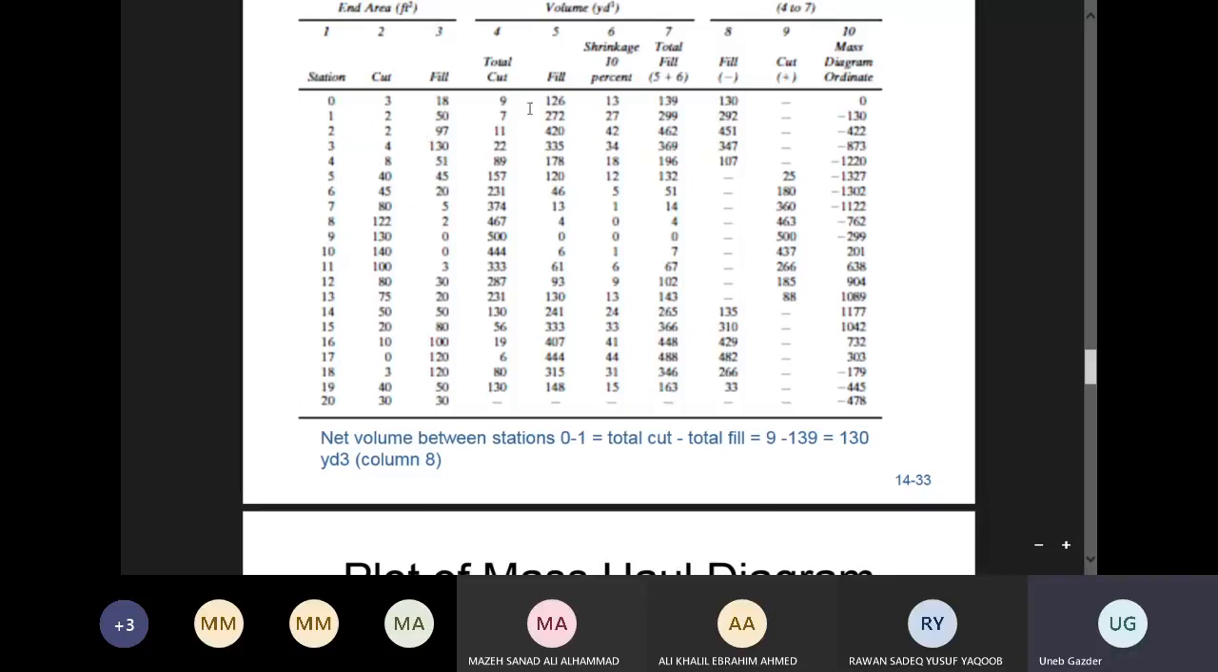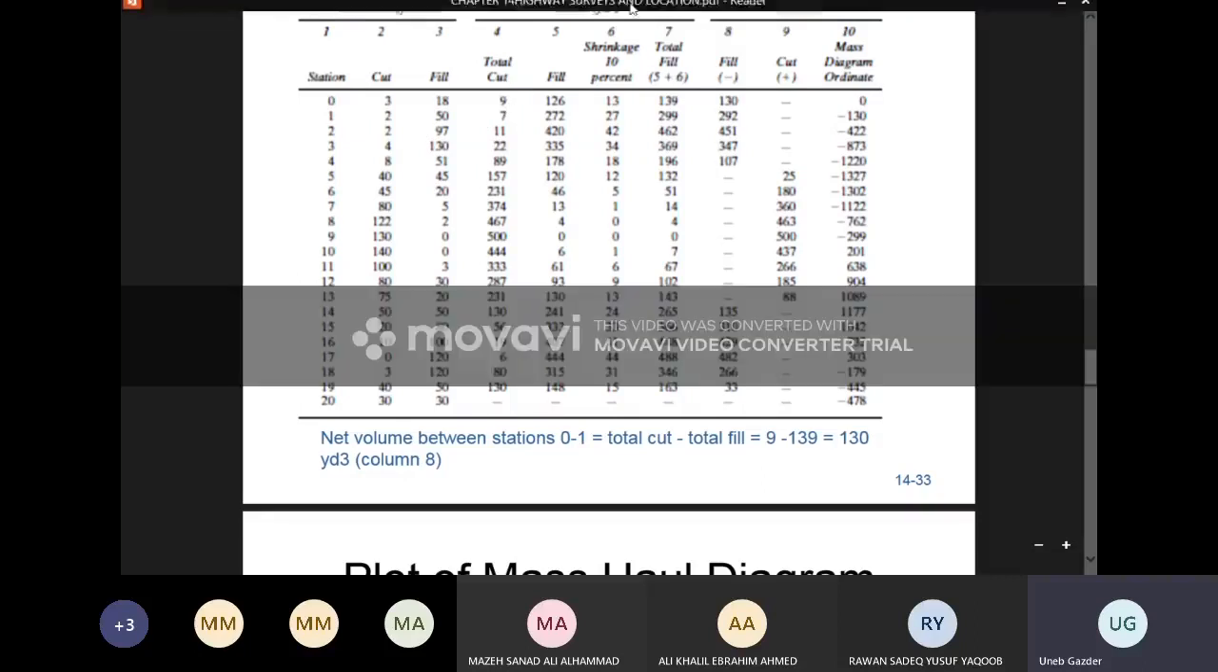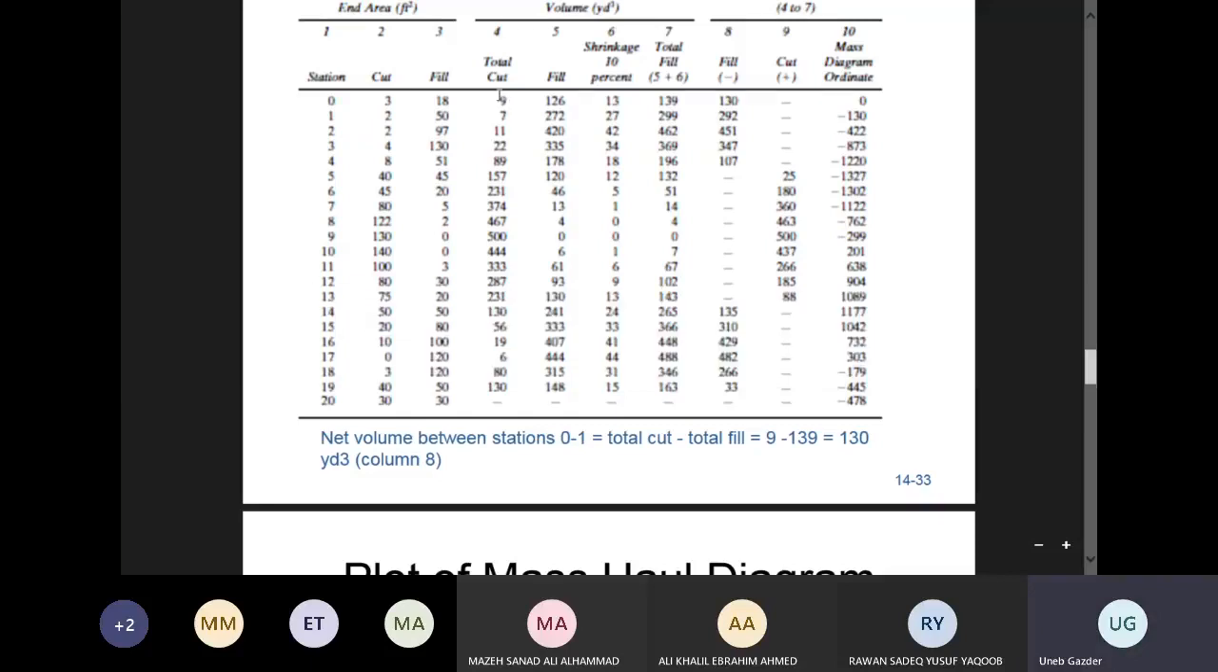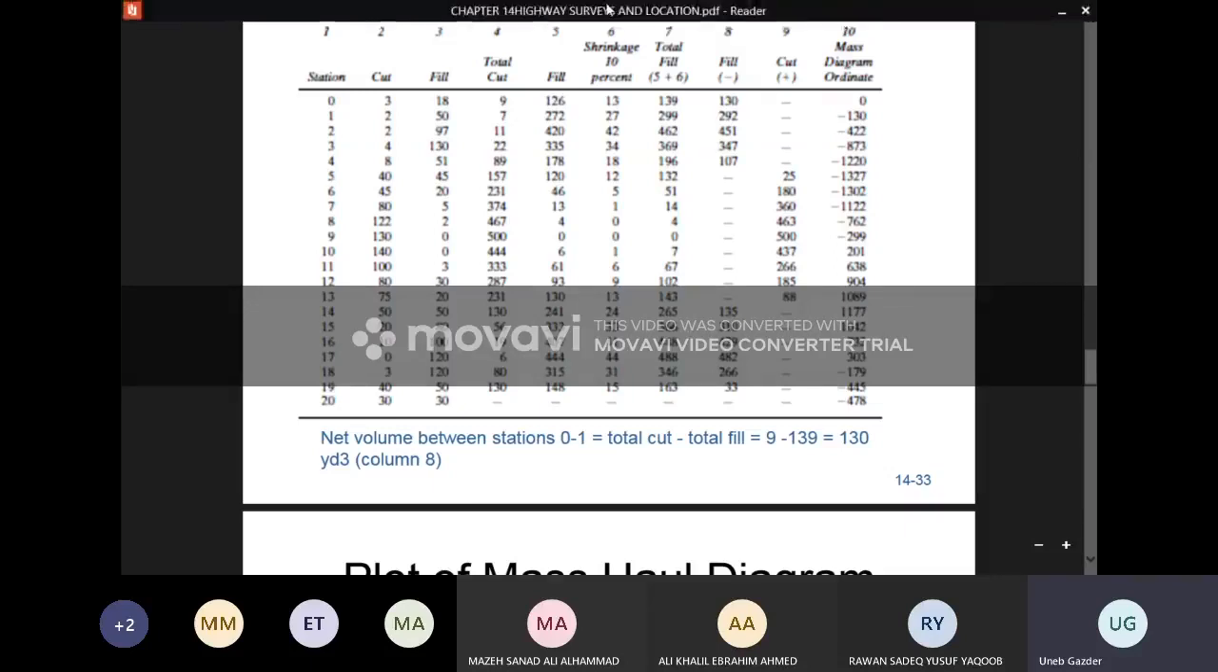Okay, then you calculate the total cut volume, which will be, how did I get the 9? You take the average of 3 and 2, multiply by the length, which is 100 feet, and divide by 27 for conversion. So you get 9 cubic yards. Same thing with fill, take the average of 18 and 50, multiply by length, which is 100 feet, divide by 27 for cubic yards. Okay.